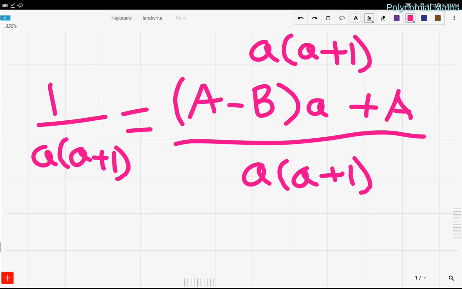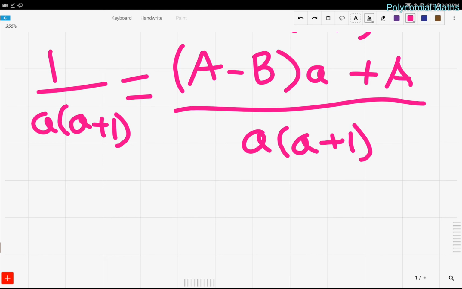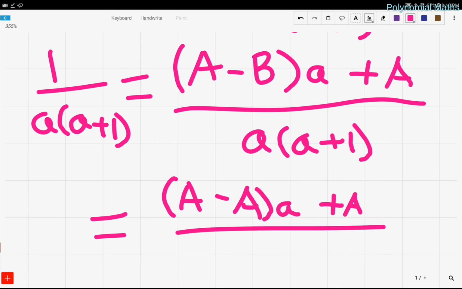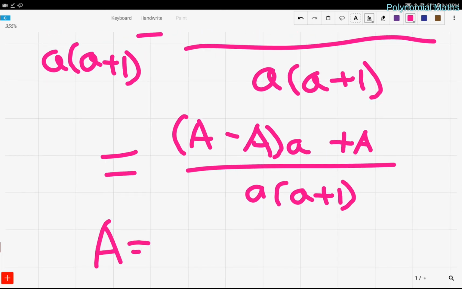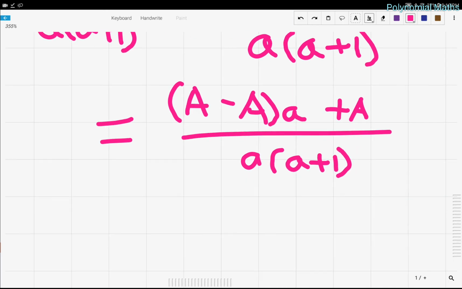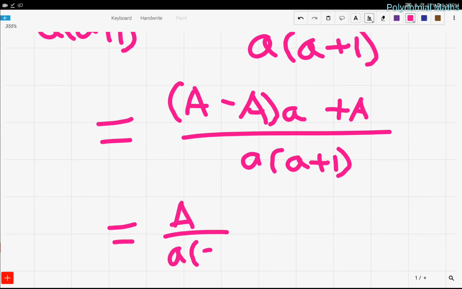And when we assume that A equals B, a bunch of things cancel out. So this becomes A minus A times a plus A all over a times a plus 1. And just saying, capital A does not equal small a. If you're somehow confused, the capital A is not actually equal to the small a. They're different variables. And this ends up being A over a times a plus 1 is equal to 1 over a times a plus 1.